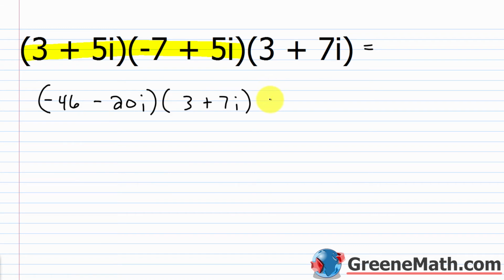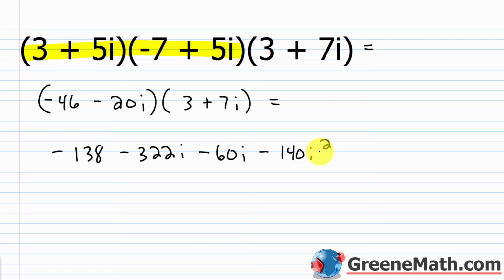So we can use FOIL again here. So negative 46 times 3 is going to give us negative 138. The outer, negative 46 times 7i, is negative 322i. The inner, negative 20i times 3, is going to give us negative 60i. And then the last, negative 20i times 7i, is going to be negative 140i squared.